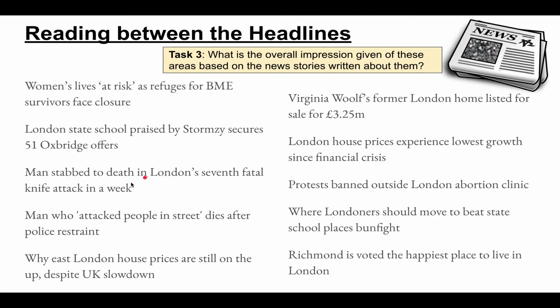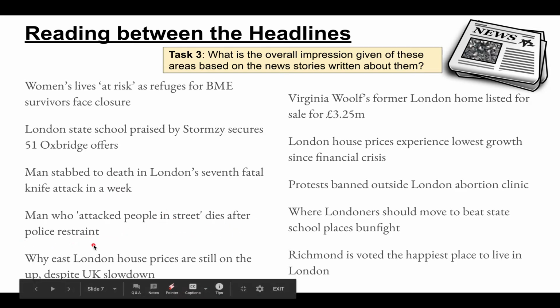Very good. Man stabbed to death. Man who attacked people in the street dies after police restraint. So having been restrained by the police, he died. East London house prices are still on the up despite a UK slowdown. We're going to look in more detail at house prices a bit later. Where do you think that those headlines are for?